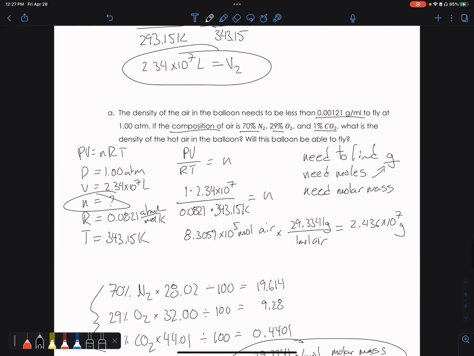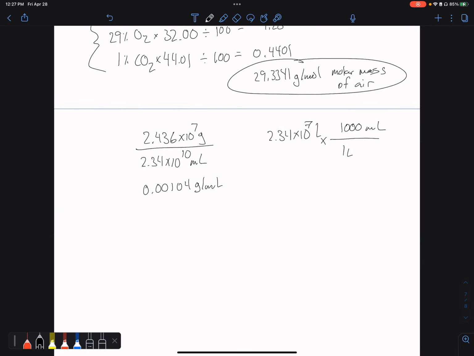Now, will the balloon float? If something is less dense than the thing that it's going to be floating in, then it will float. So 0.00104 is, in fact, less than 0.00121 grams per milliliter, which means the balloon will float.